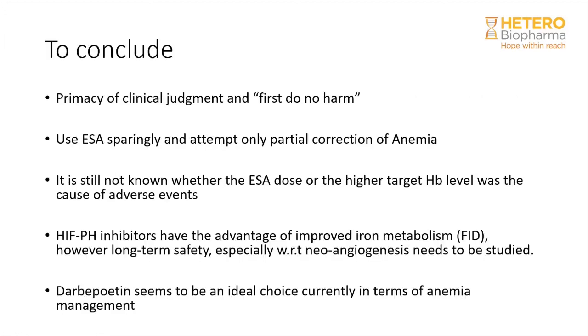To conclude, the primacy of clinical judgment is important. Treatment should be individualized. The aim should be first, do no harm. Use ESA sparingly and attempt only partial correction of anemia. Try to keep a target between 9.5 and 11.5. Don't go overboard. It is still not known whether the ESA dose or the target hemoglobin level was the cause of adverse events. No one knows whether it's high hemoglobin in all these trials that led to increased vascular thrombosis and stroke, or whether it is ESA per se.